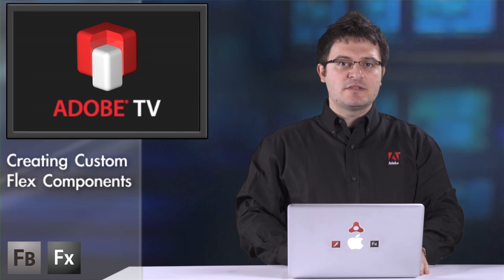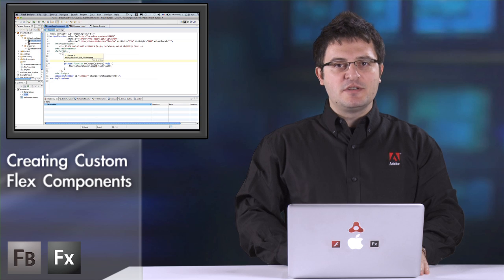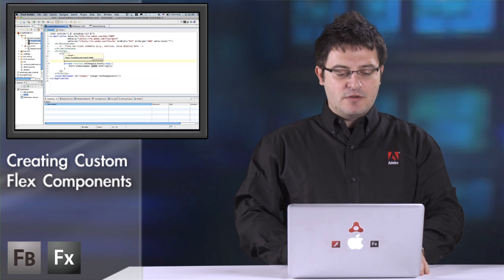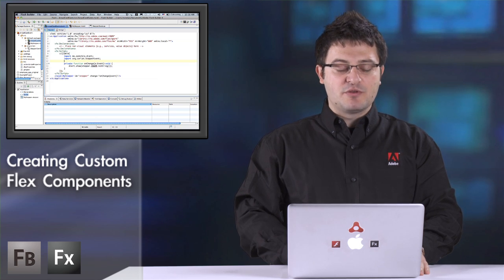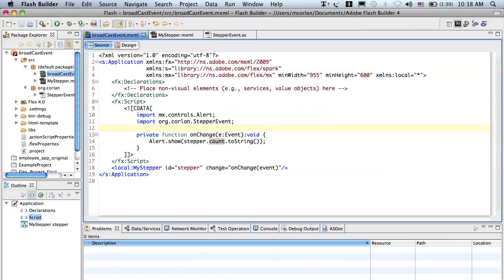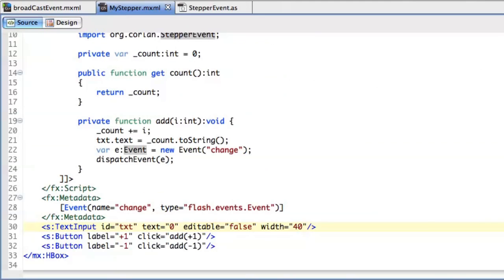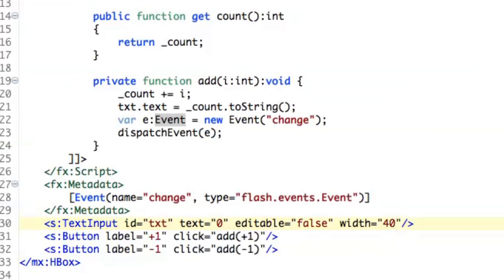In this video, I will show you how to create custom Flex components and how to dispatch events and catch these events. So, what I have here is a very simple Flex project in Flash Builder 4, and I have a custom component which is basically a numerical stepper. So basically I have two buttons. One allows me to increase the current value and another one decreases that value. And I'm displaying the current value using a text input.